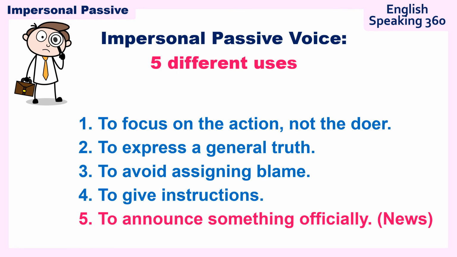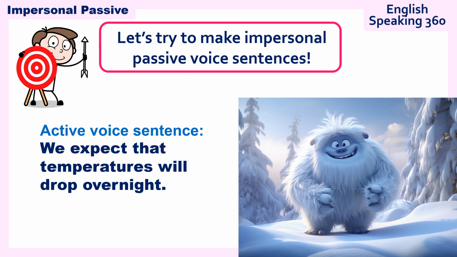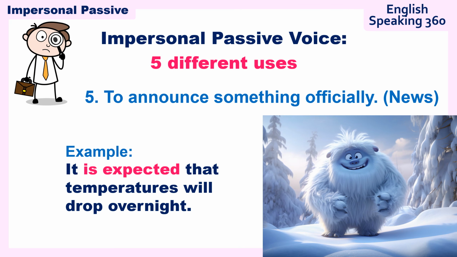And finally, to announce something officially, like on the news, for example. Here's an example. We expect that temperatures will drop overnight. But on the news, they would use the impersonal passive voice very often. They would say, it is expected that temperatures will drop overnight.